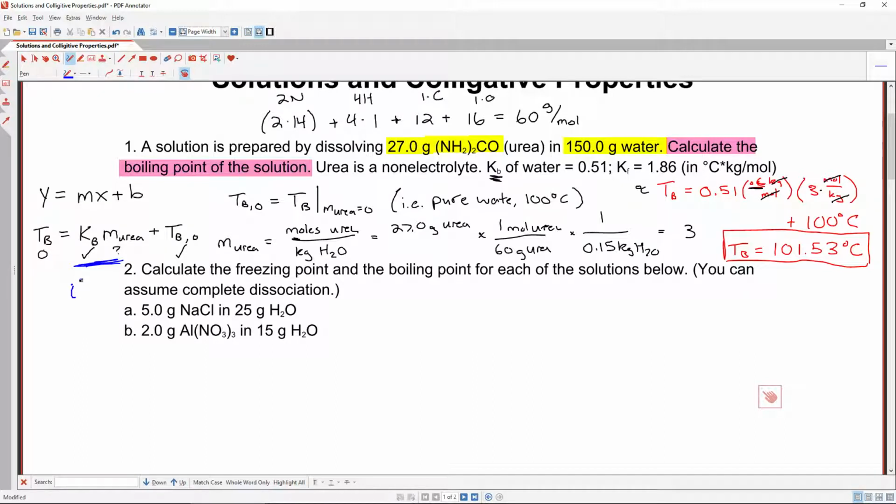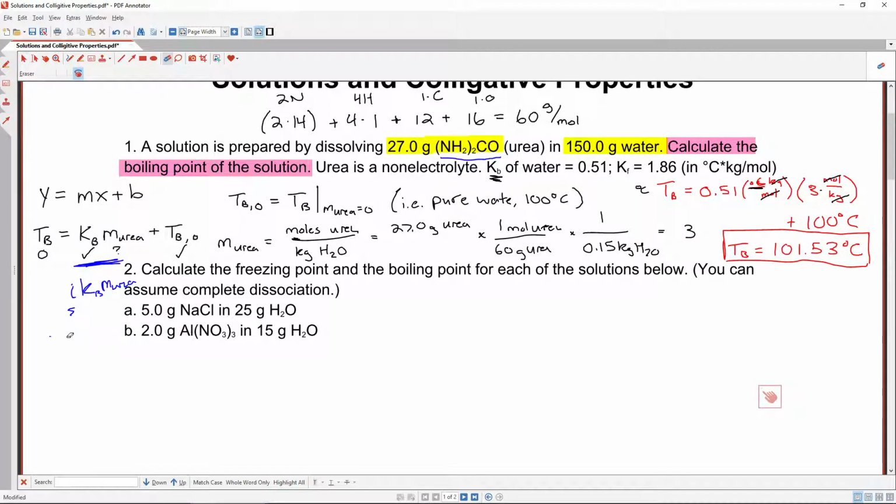I am missing my Van't Hoff factor i. Now, in this particular problem, the Van't Hoff factor was 1, right? And I know it was 1 because urea, our compound here, is a covalent compound. N, H, C, and O are all nonmetals, so this is bonded covalently. Therefore, it does not dissociate in water, right? So our Van't Hoff factor was 1, so 1 times Kb m urea is the same thing as just Kb m urea, right?